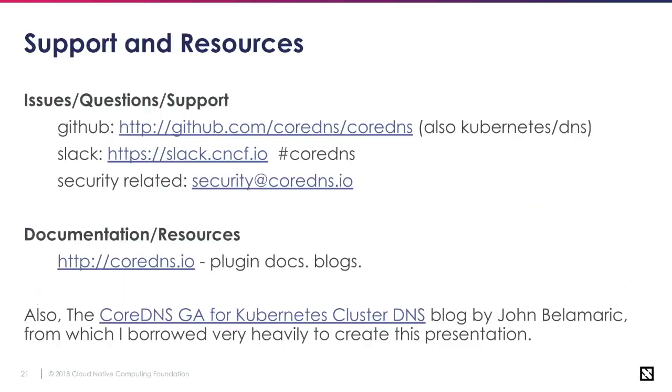There are some links here. If you have any questions or issues or want support, we're very active in GitHub and in Slack. For any security related issues, send to security@coredns.io. Each plugin is documented, and you can find that documentation on the CoreDNS website. And also, thanks to John Belamaric, I pretty much took 99% of the contents of this presentation from his blog, which I've linked here. Next slide, please.